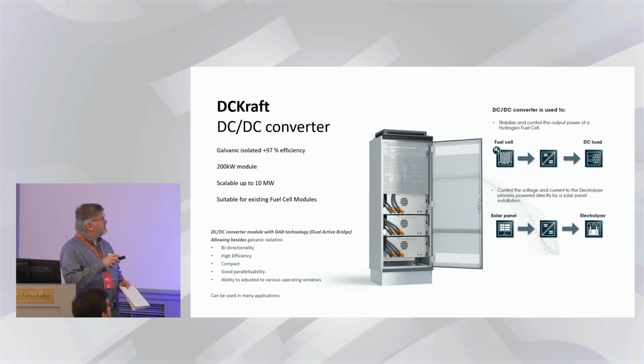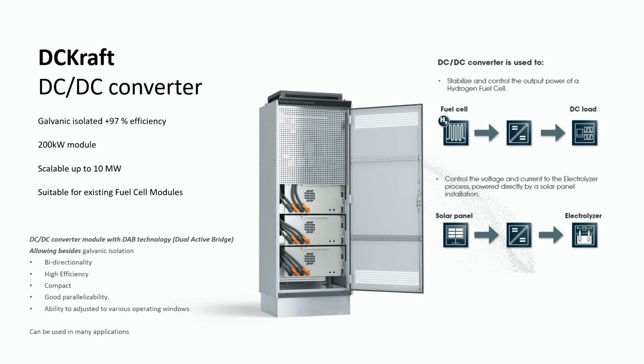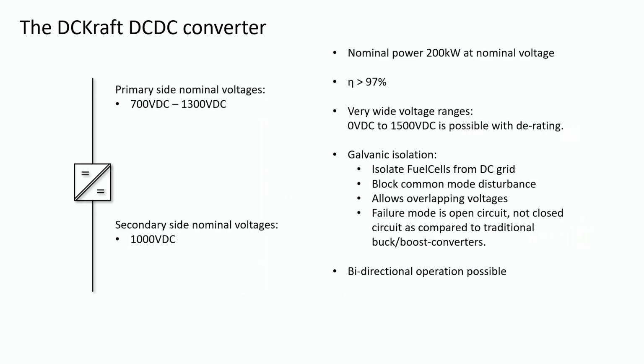So the requirements for this converter look like this: 200 kilowatt seems to be suitable for existing fuel cell modules. It should be scalable up to 10 megawatt. It should be possible to put in cabinets for parallel connections. It must be bidirectional, so you can charge the batteries also. It should have high efficiency. It should be compact. And of course, possible to put in parallel.